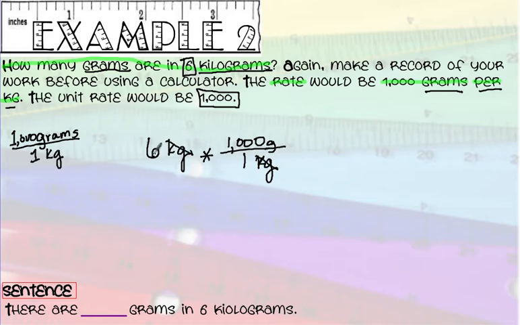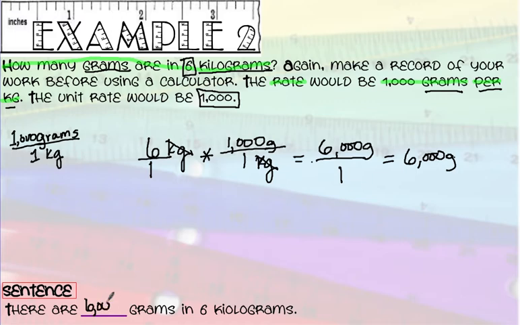Kilograms and kilograms cancel each other out. I put the 6 over 1, and I get 6,000 grams over 1, which is just equal to 6,000 grams. So I know that there are 6,000 grams inside of 6 kilograms.